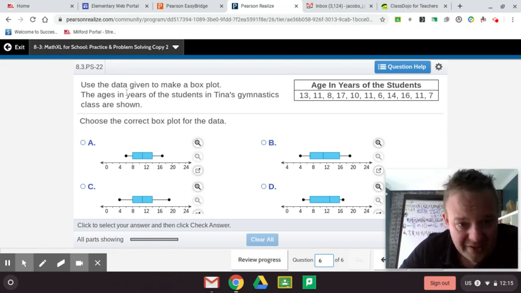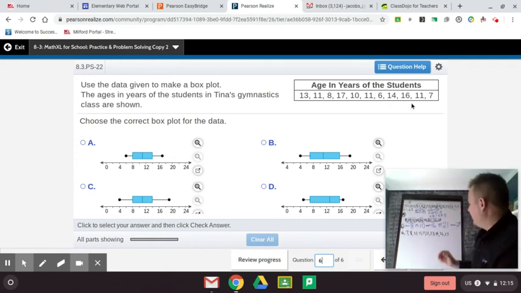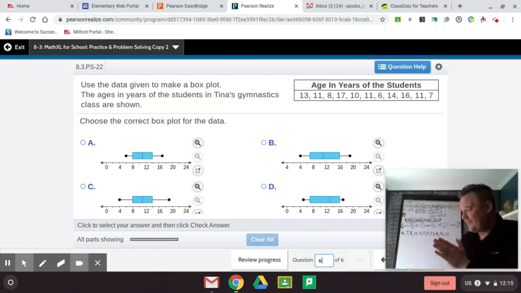So use the data given to make a box plot. The ages and years of students in Tina's gymnastics class are shown. So I already put these in order from least to greatest for you to make it go a little quicker. What's the first step, guys? Well, the first step is to put them in order from least to greatest and find the 5 boundary values, which I pre-taught last week.